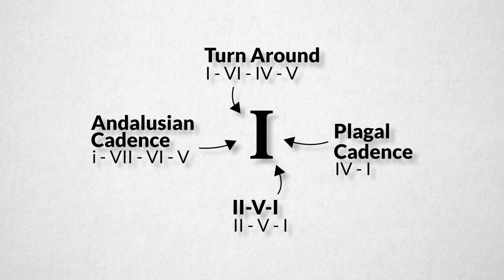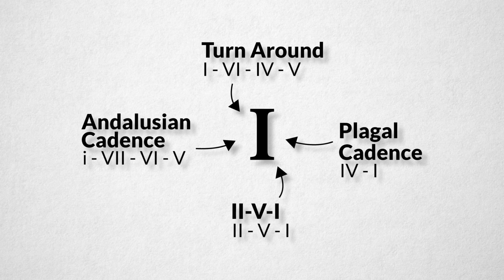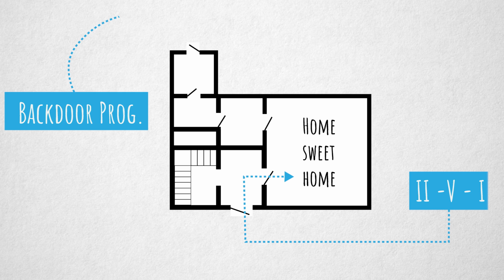Now, what is a backdoor progression? Well, in the end, all cadences and progressions want to resolve back to the home chord, which is most likely the tonic of the scale or key. Now, first of all, a backdoor progression must be seen as another way to get back to the tonic. A traditional way to get back to the tonic would be the good old 2-5-1 progression used in all kinds of styles, but particularly in jazz.